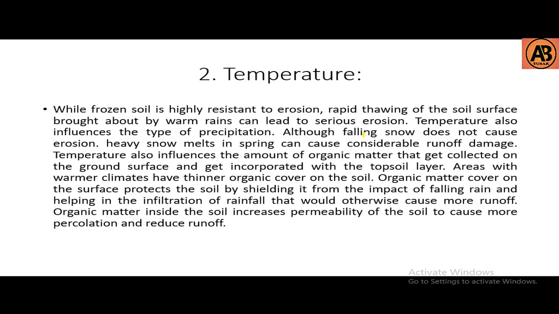Then second one is temperature. While frozen soil is highly resistant to erosion, rapid thawing of the soil surface brought about by warm rains can lead to serious erosion. Temperature also influences the type of precipitation. Although falling snow does not cause erosion, heavy snow melts in spring can cause considerable runoff damage. Temperature also influences the amount of organic matter that gets collected on the ground surface and gets incorporated with the topsoil layer. So this is the temperature factor.